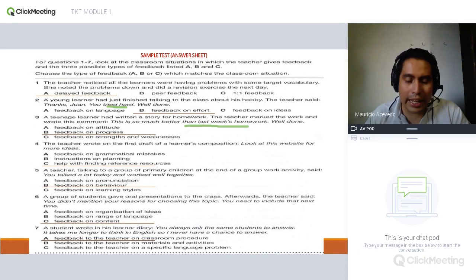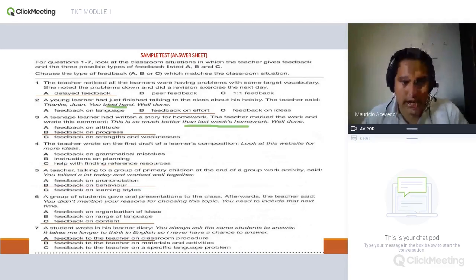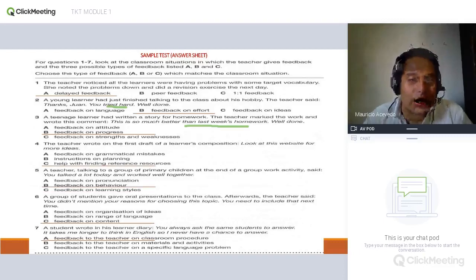Number six, a teacher talking on a group work activity said, "You talked a lot today and worked well together." Okay, so in this case, you are telling them they did very well. They behaved properly in this class because they talked and they worked. It's feedback on behavior. Most of the times when we talk about children, we need to realize that much of the feedback has to be related to behavior.